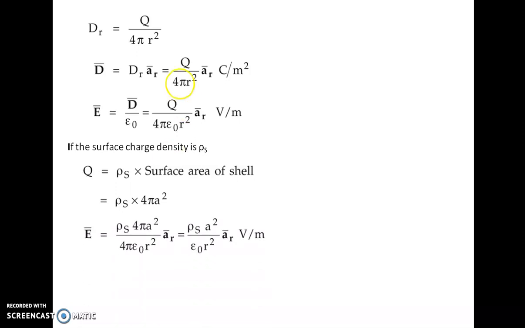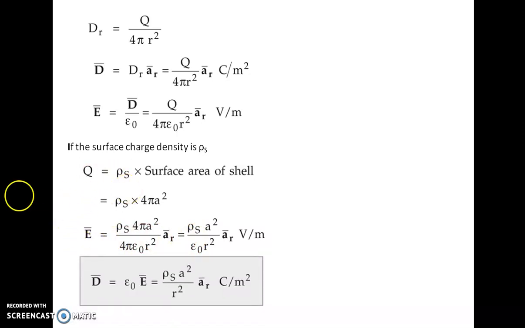Now substituting in this equation, I can write E is equal to, instead of Q, I will substitute rho s by 4 pi a square divided by 4 pi epsilon naught r square. This 4 pi gets cancelled. So at the end, I will get E is equal to rho s a square divided by epsilon naught r square into a r cap. This is the expression for electric field intensity in a spherical shell when the point lies outside of the spherical shell.